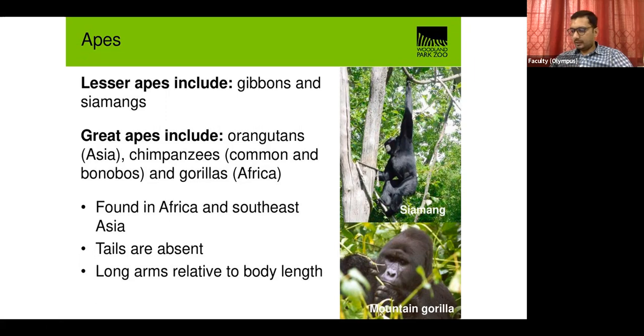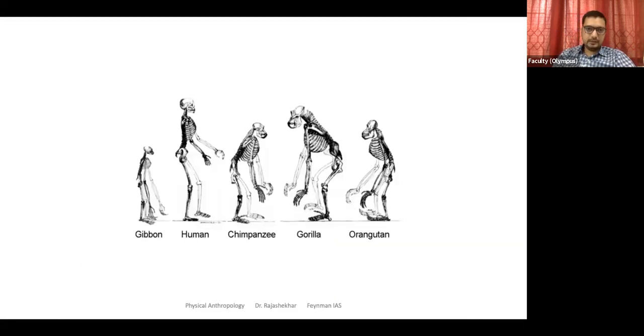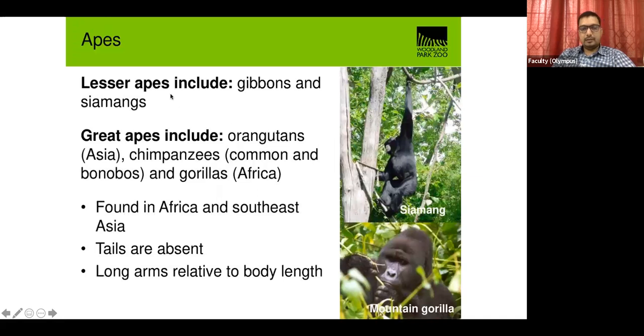Lesser apes and greater apes. Lesser apes refer to gibbons and siamangs. Size wise, gibbons are very tiny compared to humans. Gibbons and siamangs come under lesser apes, the small versions of apes basically.